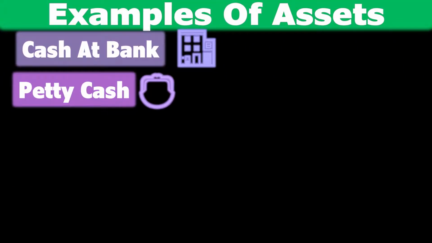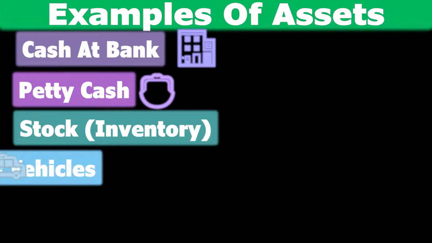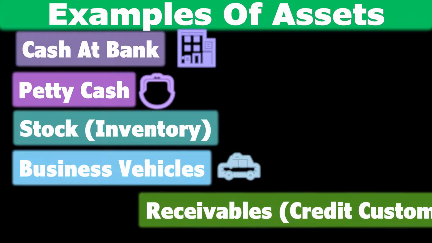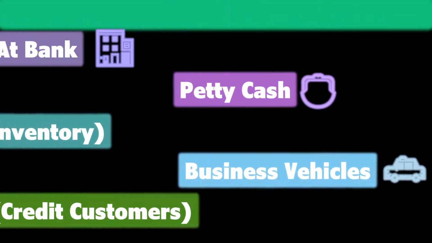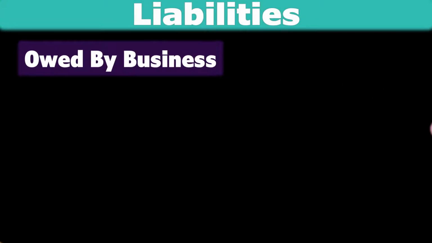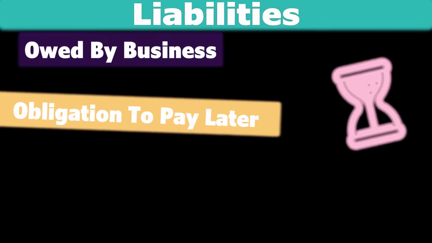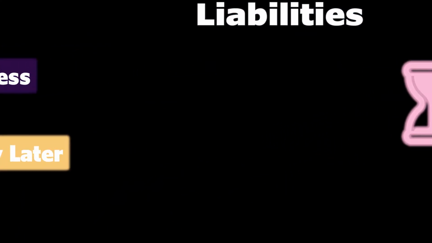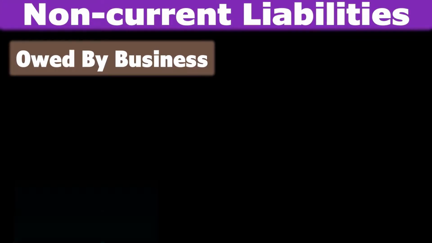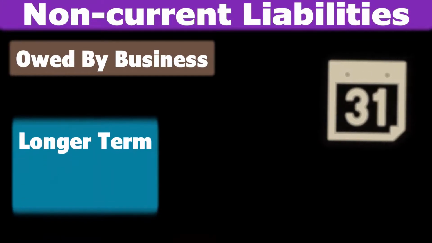Examples of assets include cash at bank, petty cash, stock, also known as inventory, business vehicles, and receivables, also known as our credit customers. In some ways, the opposite of assets are liabilities, which are amounts owed by the business. In other words, they are an obligation to pay money at some future date. More precisely, a non-current liability is an amount owed by the business and due to be paid in the longer term, which is normally after 12 months.